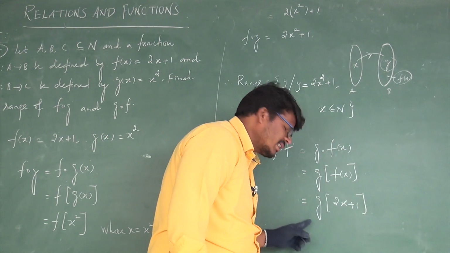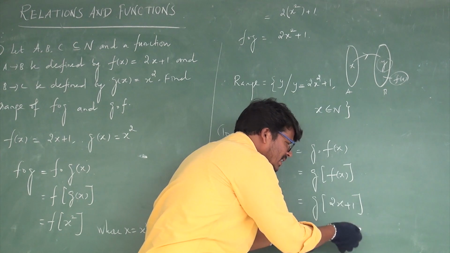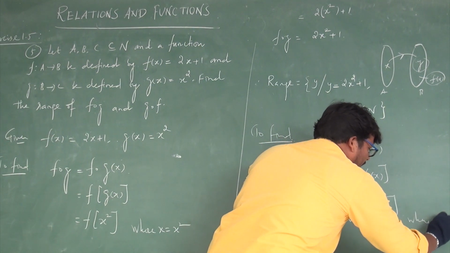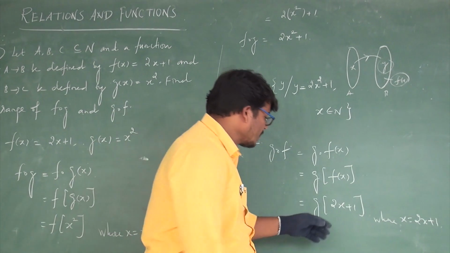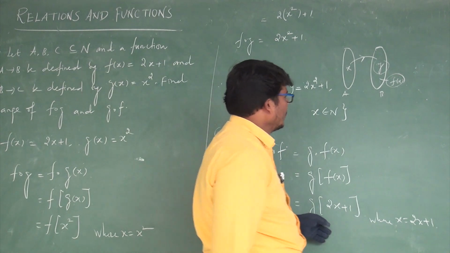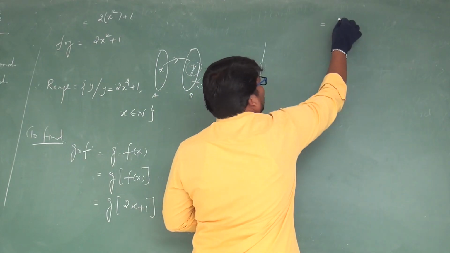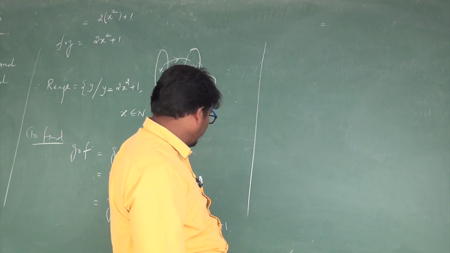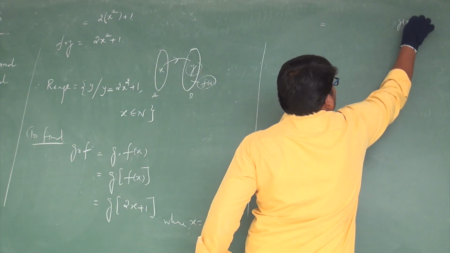The entire function is g of x, where x is 2x plus 1. Where x is 2x plus 1, substitute in g of x. Here g of x value is x square. g of x equal to x square. Here x value is 2x plus 1, so x square.